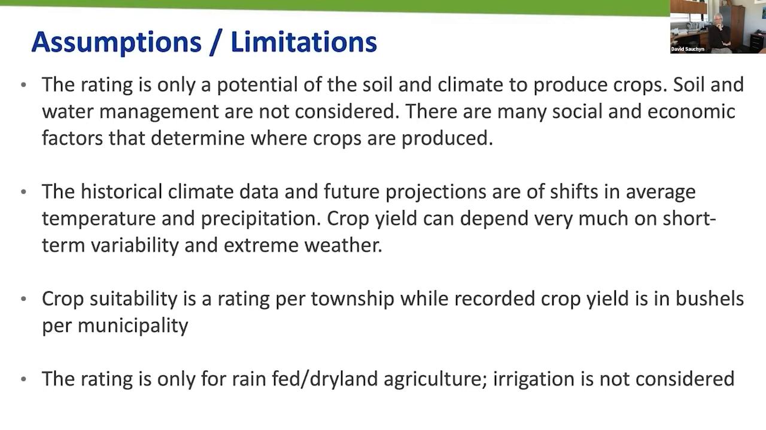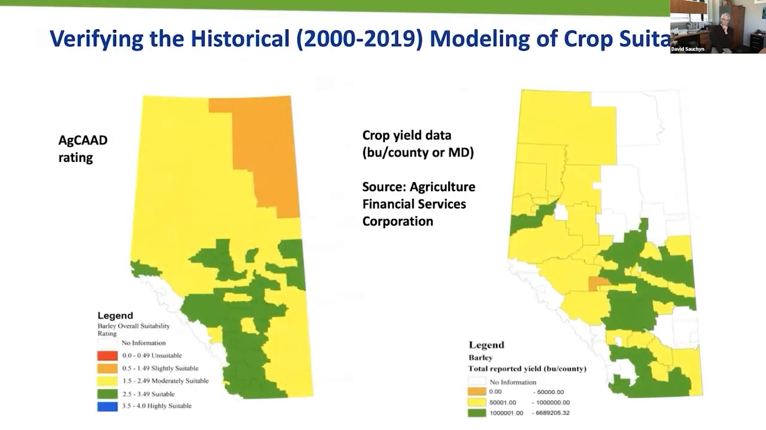So please consider these assumptions and limitations when you interpret the results. First of all, we had to verify that the results being produced by the model were somewhat reasonable. On the left is the output of the model for barley. The yellow area is what's considered moderately suitable land for barley production, whereas the green area is land which is very suitable for barley production.